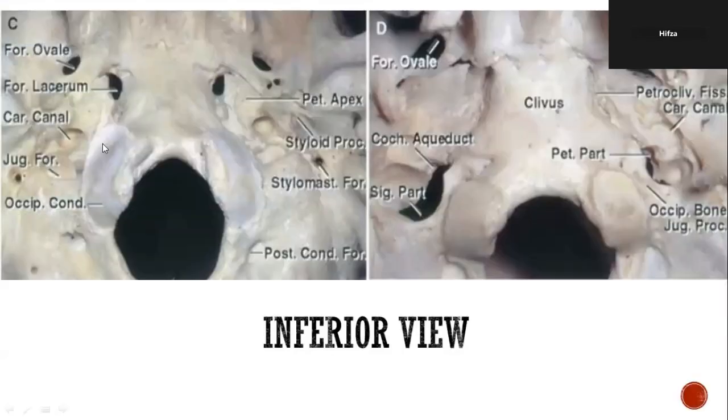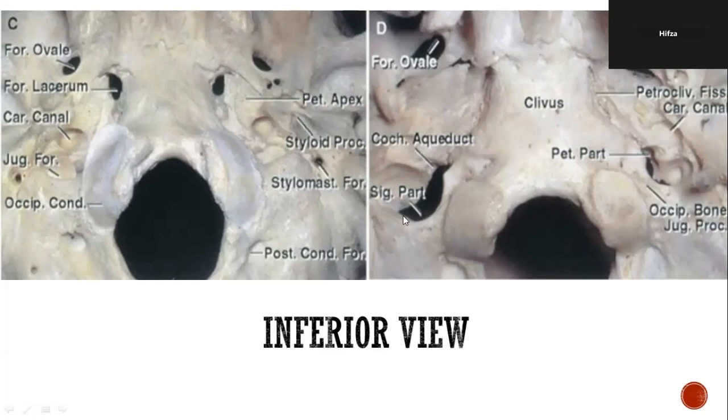Here we can see the occipital condyles, the jugular foramen here, and this is the carotid canal where the internal carotid artery enters the skull. And the carotid canal and jugular foramen are separated by a thin ridge which separates both of them. This is the stylomastoid foramen where the seventh cranial nerve exits. And here again we can see the foramen lacerum.